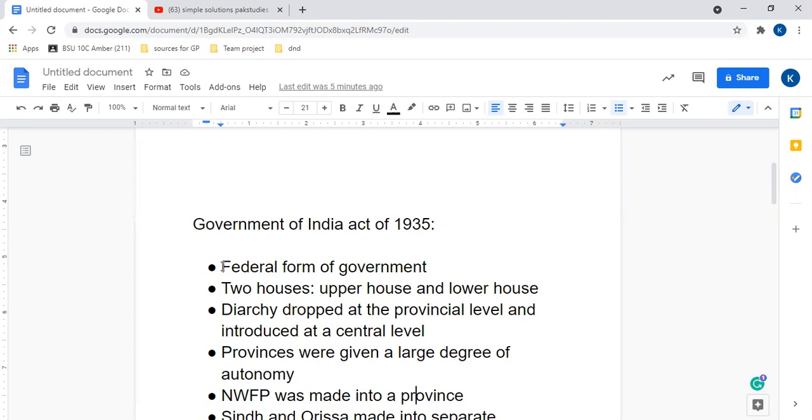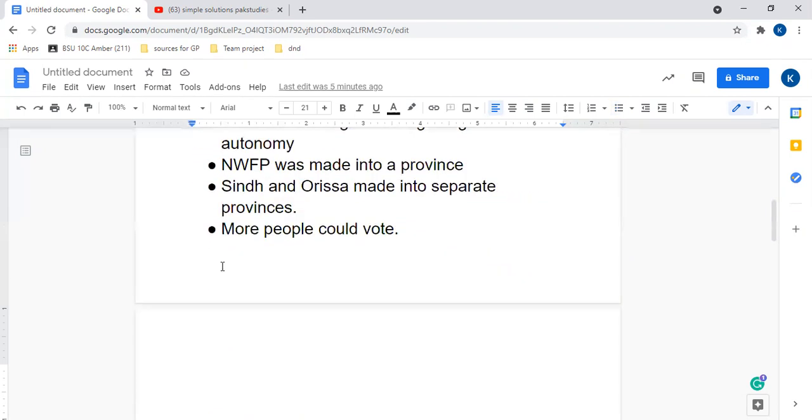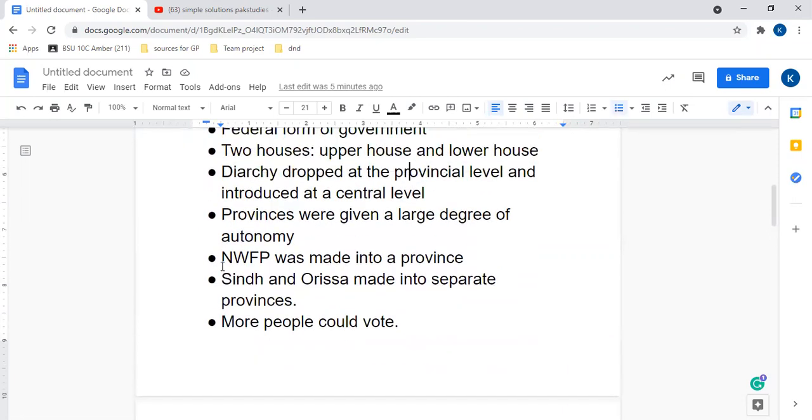All right, the hierarchy was also dropped at the provincial level and introduced at the federal or central level, and provinces were given a large degree of autonomy, and NWFP, Sindh and Orissa were made into separate provinces, and the legislature for voting was extended to 25%. I'll just write that. 25%. All right. That means about 35 million people could vote now in India.